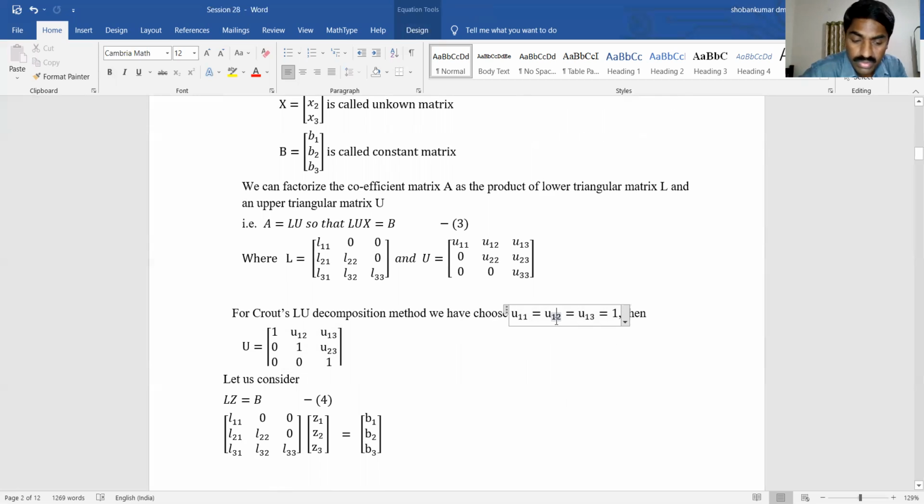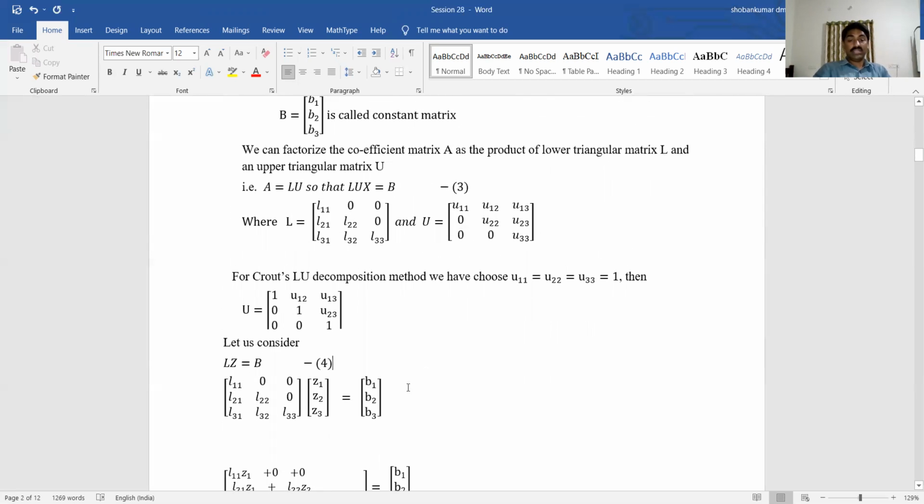Here U22, and here U33. U33 is equal to 1. UII is equal to 1 is nothing but Crout's method. UII is equal to 1 is called Crout's method. LII is equal to 1, that becomes Doolittle method. Here we choose U11 is equal to 1, U22 is equal to 1, U33 is equal to 1. Then the upper triangular matrix U becomes 1, U12, U13, 0, 1, U23, 0, 0, 1.